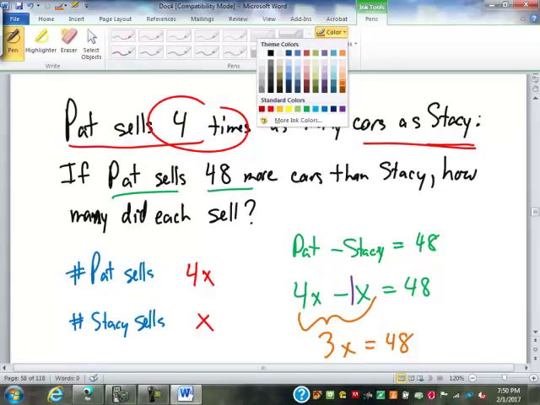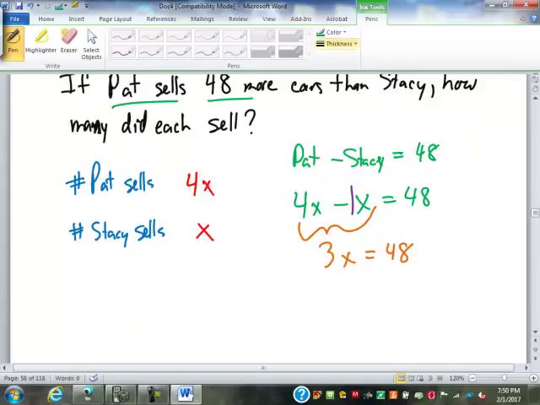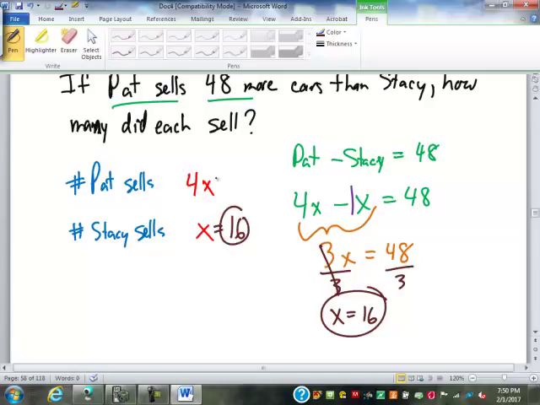And then x equals 16. Yes, we divide by 3. Yes. x equals 16. All done? No. No, what do you got to do? Well, x equals 16. That's Stacy's sales. Pat is 4 times 16, or 64. That's Pat's sales.